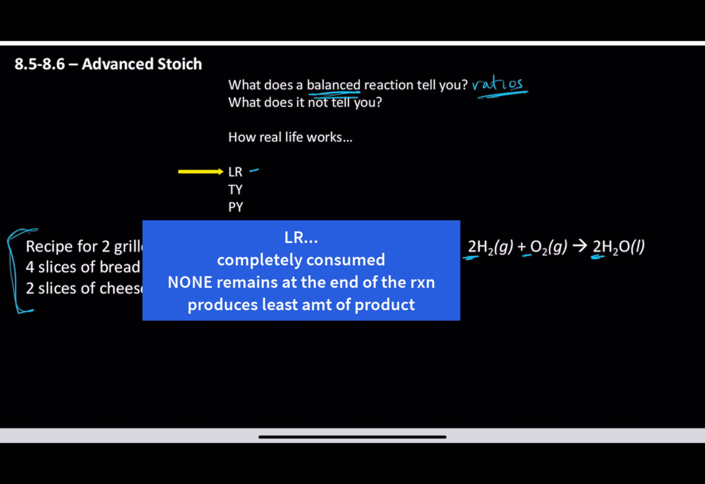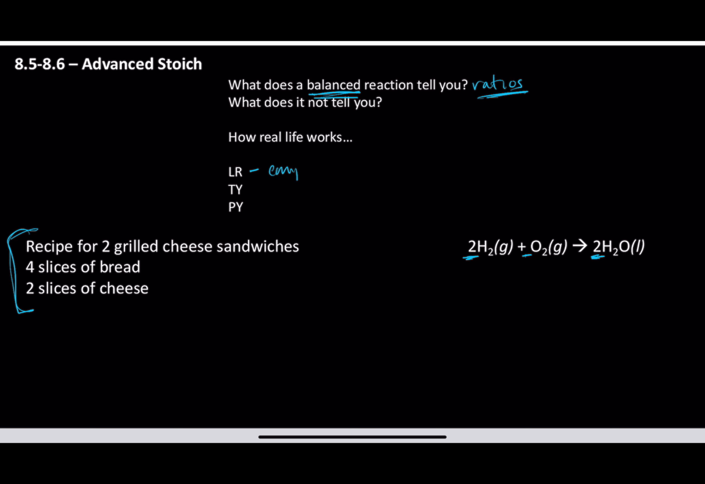Going back to your book, it is the one that is completely consumed. If it is completely consumed, how much is left at the end? Correct, 0. There is 0 left at the end. So completely consumed, and 0 remains. From the other perspective, it also means that it produces the least amount of product, because if it runs out, then we can't make any more product.